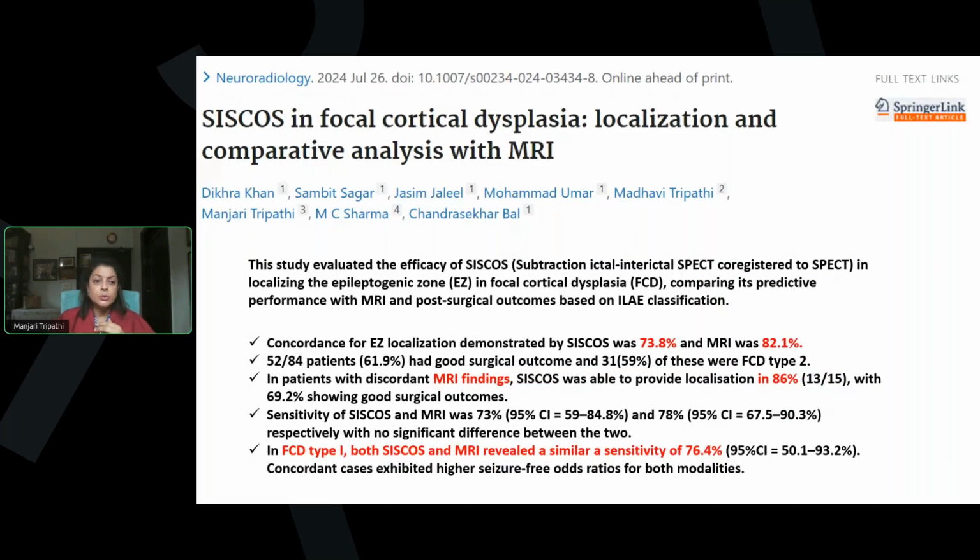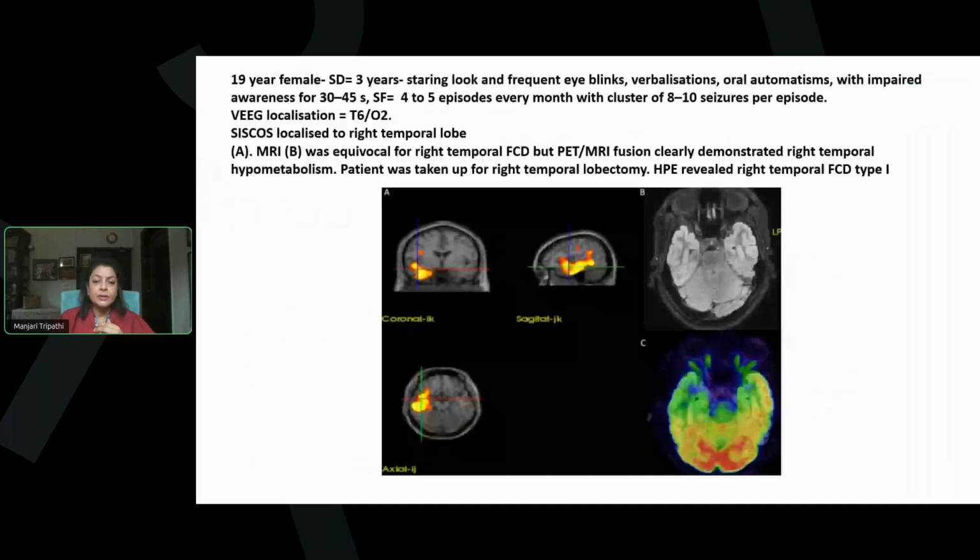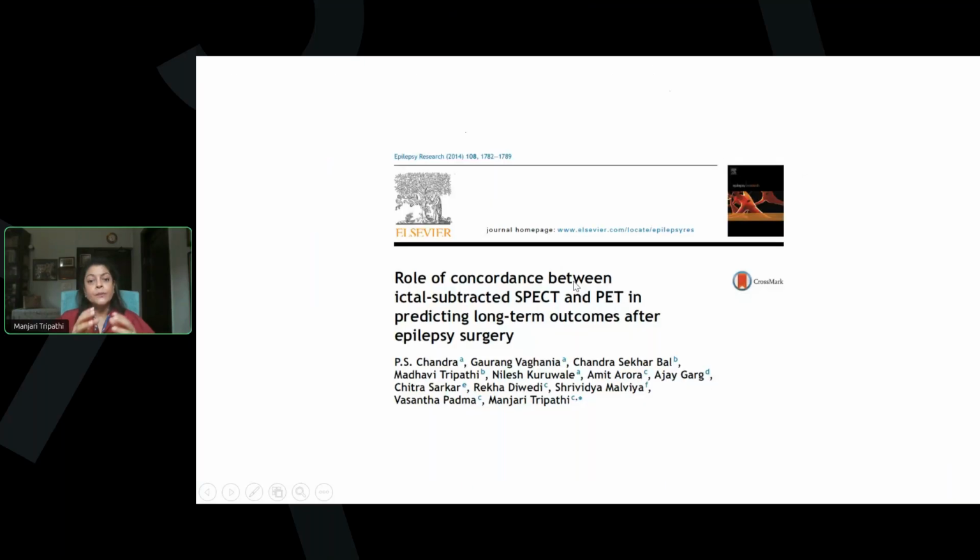We can also do SISCOM, where we fuse it with the patient's MRI, which gives us pretty much a very good idea. In this MRI-negative epilepsy, you can see here the PET MRI fusion showing a left temporal hypometabolism, and the SISCOM also showing the similar localization. So really SISCOM is the way to go.